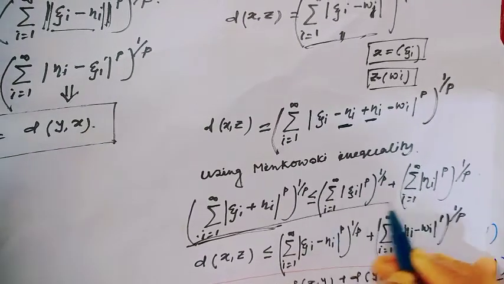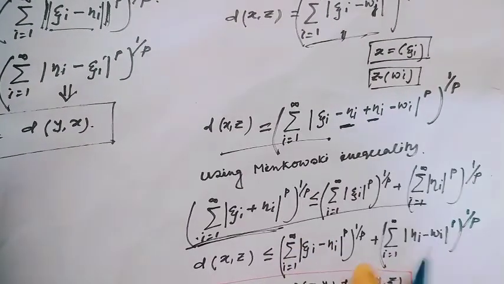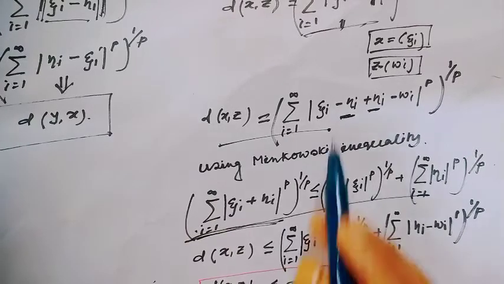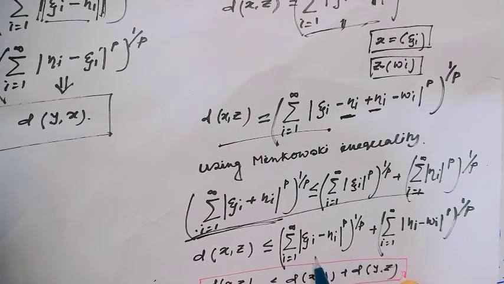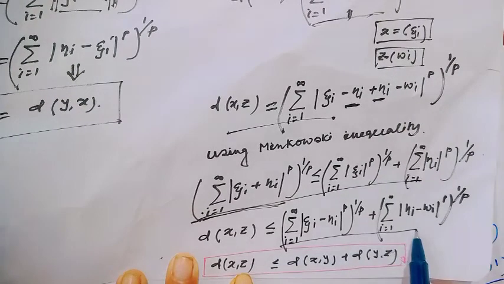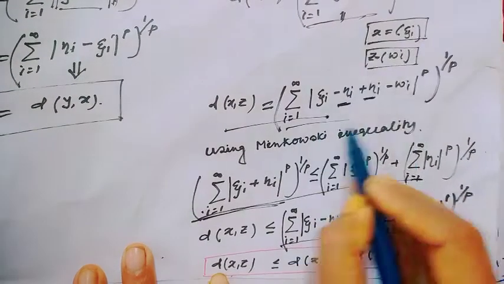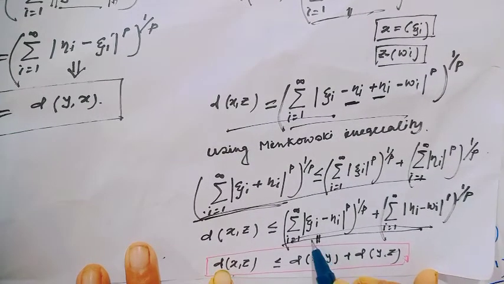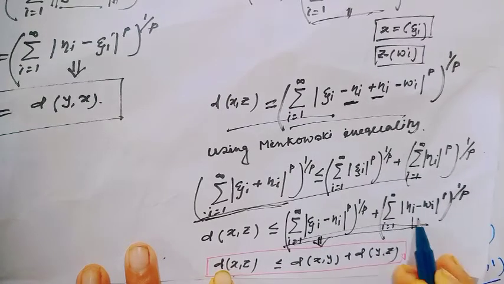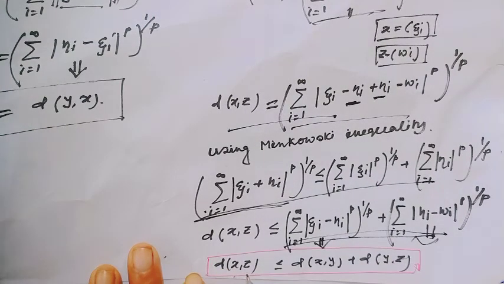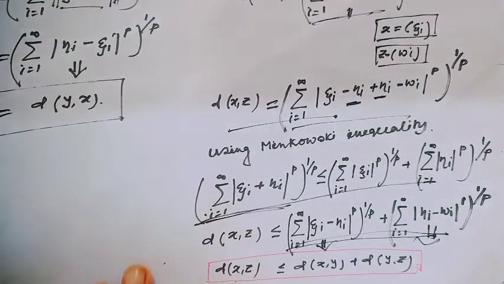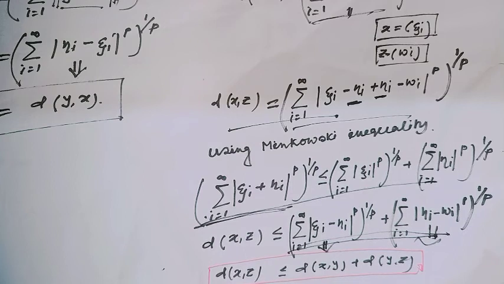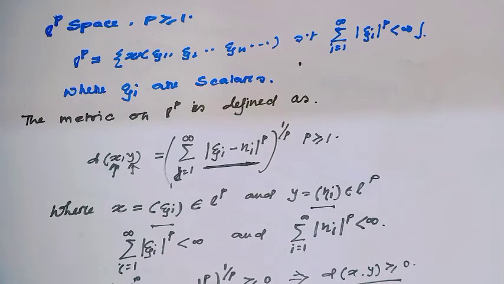Now using this inequality here, we can tell this is less than or equal to these two terms. And obviously this means d of x,y and this means d of y,z. Then d of x comma z is less than or equal to d of x,y plus d of y,z. Are you getting? Okay. Means all conditions of a metric space have been satisfied here.